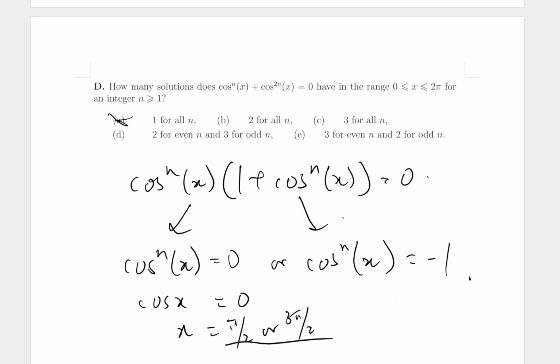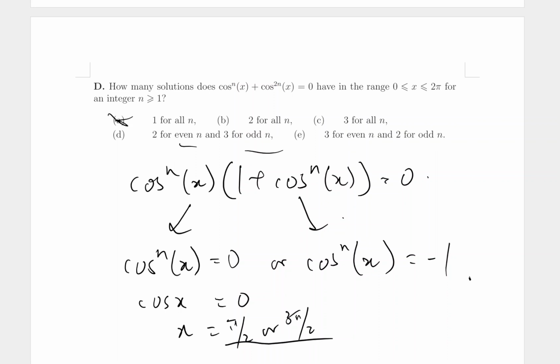So now cos^n(x) = -1. So the question has a distinction between even and odd n. And this is actually the reason, right? Because if n is even, then hey, how are you going to get a negative number, right? Unless you're extending the definition of cosine or whatever and getting complex solutions. But obviously that's out of the range of a year 13 student. So perhaps we should deal with the real numbers.